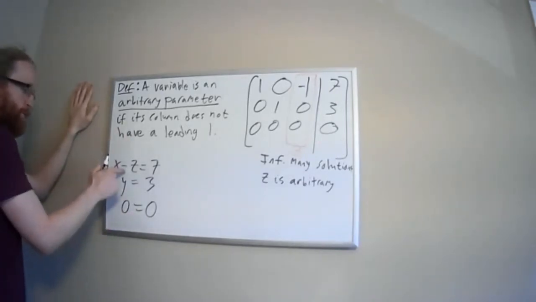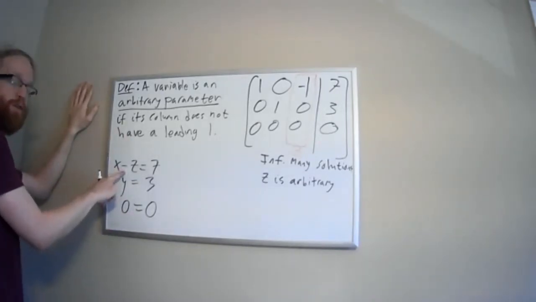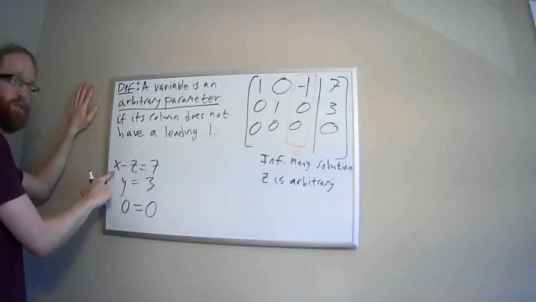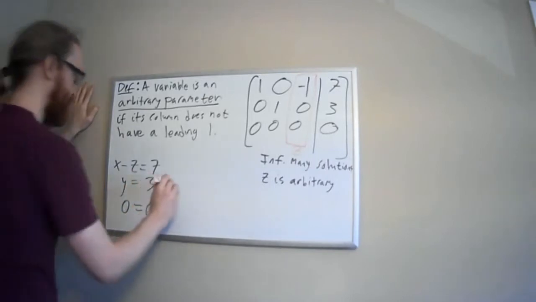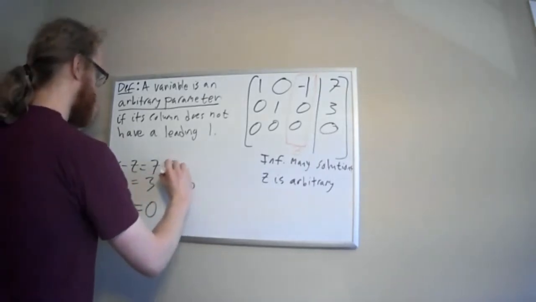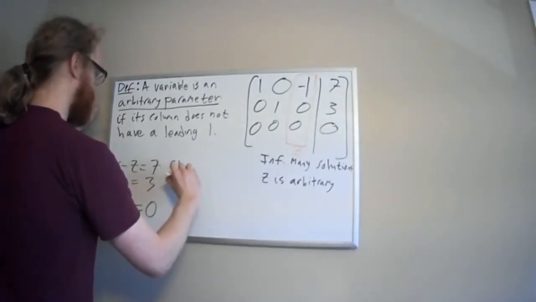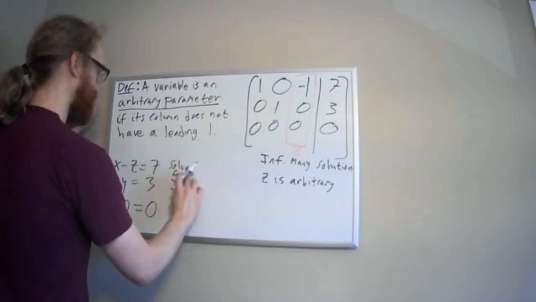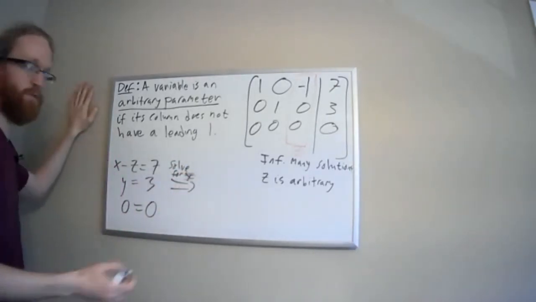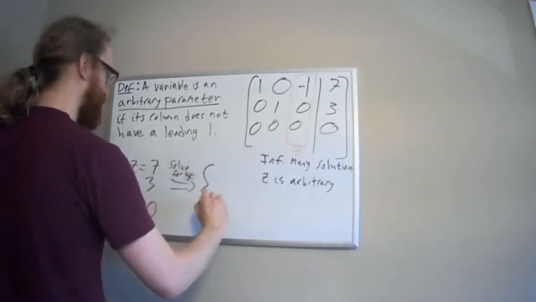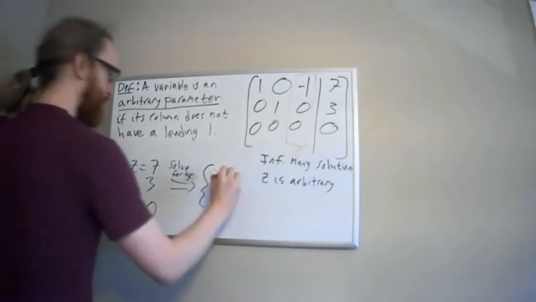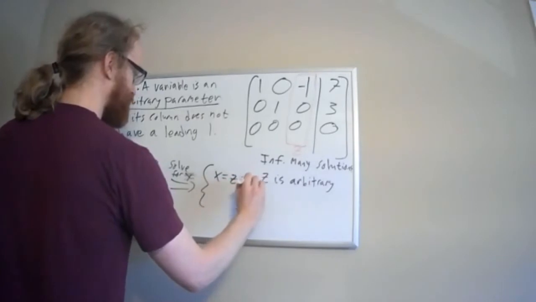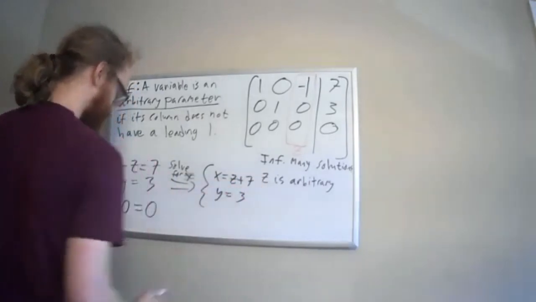So what I'm going to do is solve this first equation so that I get x, which is not arbitrary, in terms of z, which is arbitrary. So I'm just going to solve for x, I should say. And here is my new system of equations that I'll get. I'm just going to add a z to both sides up here. So x equals z plus 7, and then still y was equal to 3.